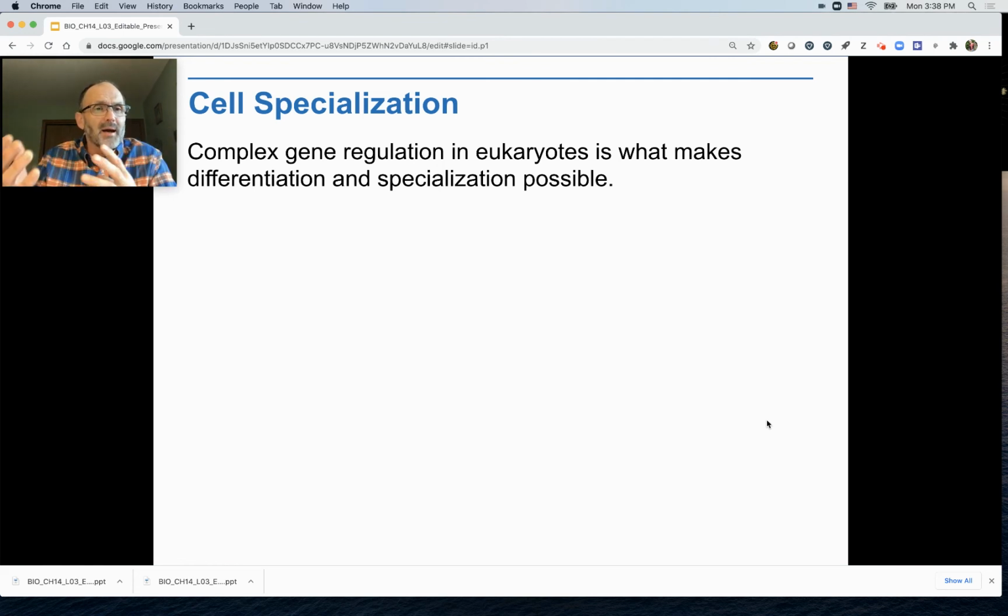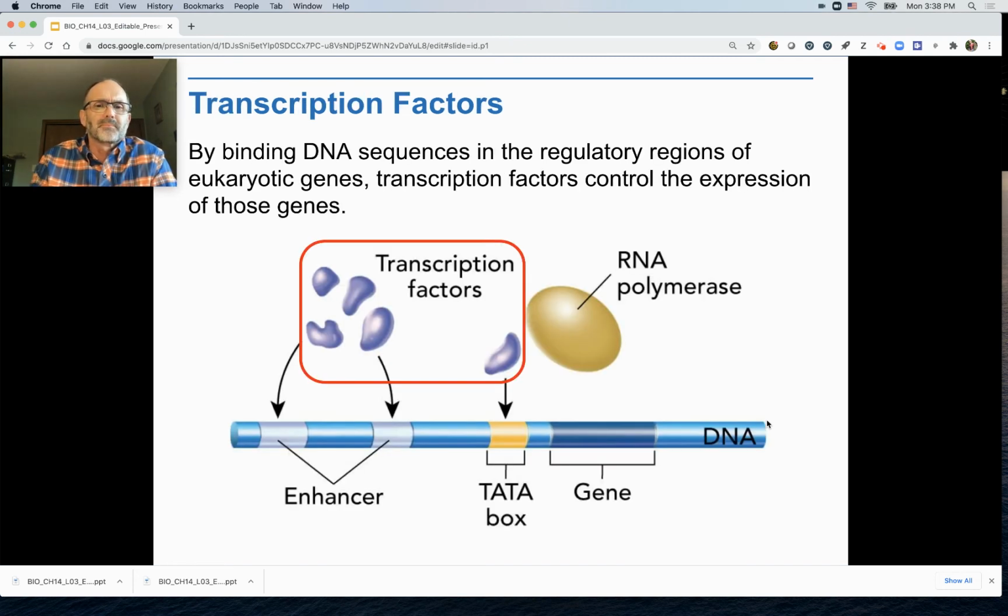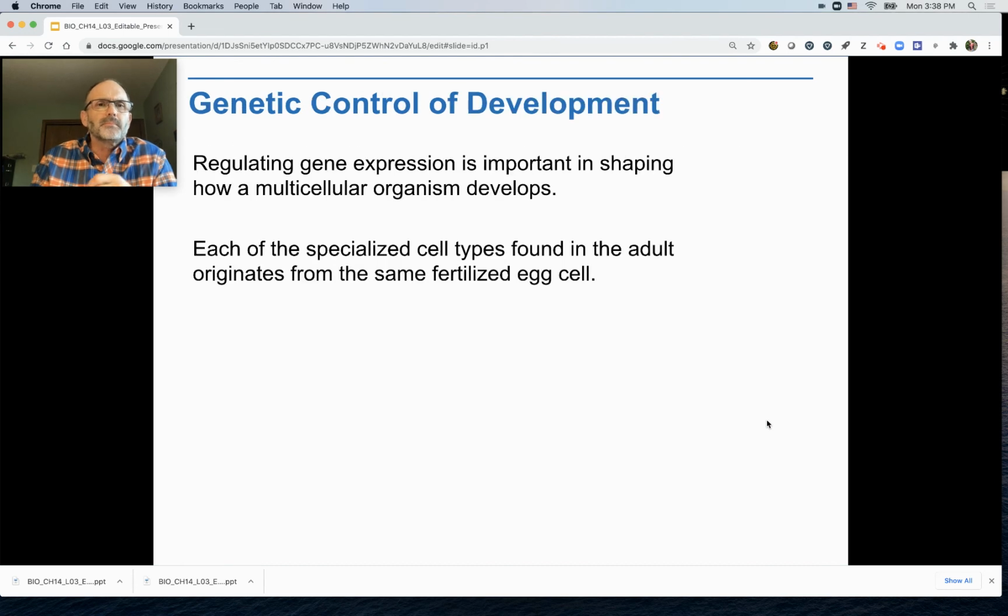All these cells that we have all have exactly the same information, but we have to be able to turn off and turn on different regions of that DNA to be able to get those cells functioning properly. So that is that regulation of gene expression. Gene expression means that that's what you're producing. And that's important in shaping how multicellular organisms developed, as I just explained. So each of our cell types found in the adult originates from the same fertilized egg cell. So we all come from one cell. Think about that, one cell.